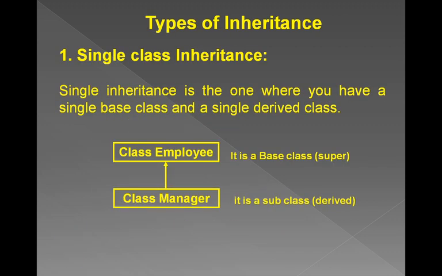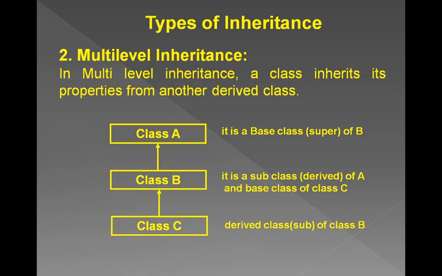There are multiple types of inheritance. First one is single inheritance. Single inheritance is one where you have a single base class and a single derived class. Class employee is the base class and class manager is the subclass.